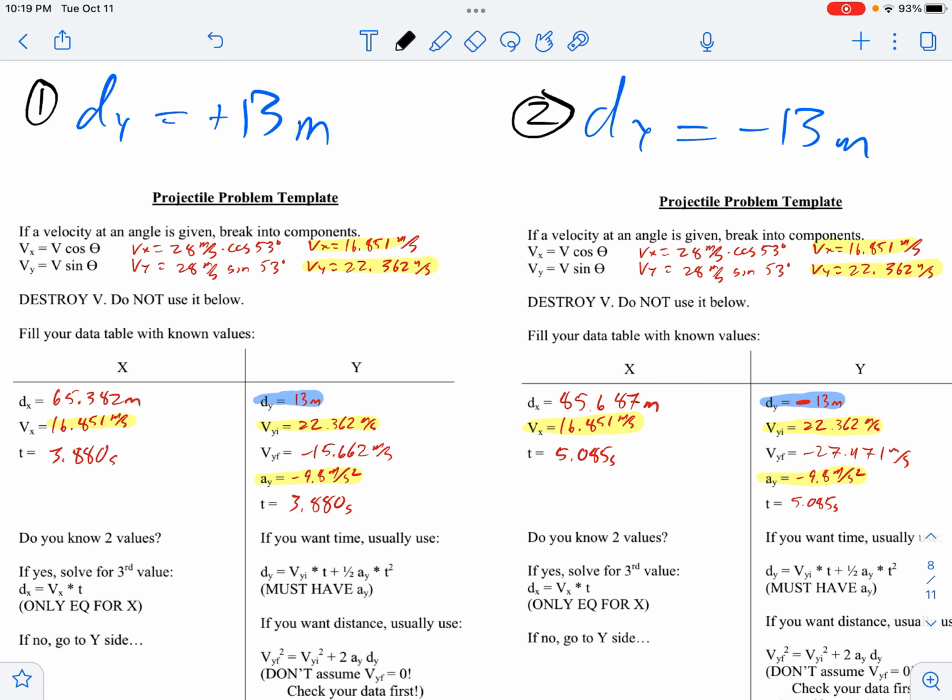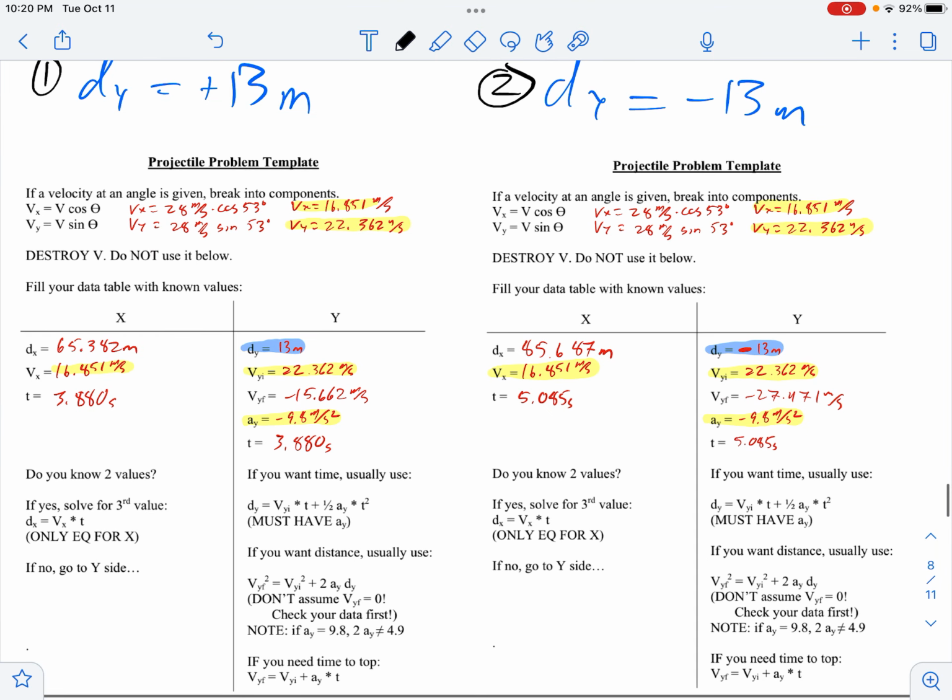Okay, and the template stops with the components. We took it a step further and resolved the vector into its magnitude and direction. That changes too. If you look at what we did here, we had to solve for the time in each case. We used that to get the range. We used that to get the final velocity in the vertical direction.